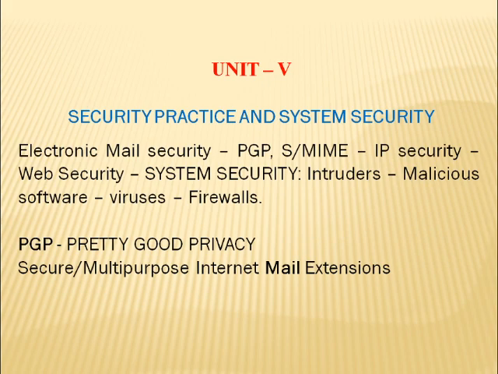In Unit 5 we are going to learn about security practices and system security. First of all, we will learn about email security and important email security mechanisms like PGP, Pretty Good Privacy, S/MIME, Secure Multipurpose Internet Mail Extensions, IP security, Internet Protocol security, and some web security techniques. Finally, we will study important system security threats like intruders, malicious software, viruses, and firewalls.